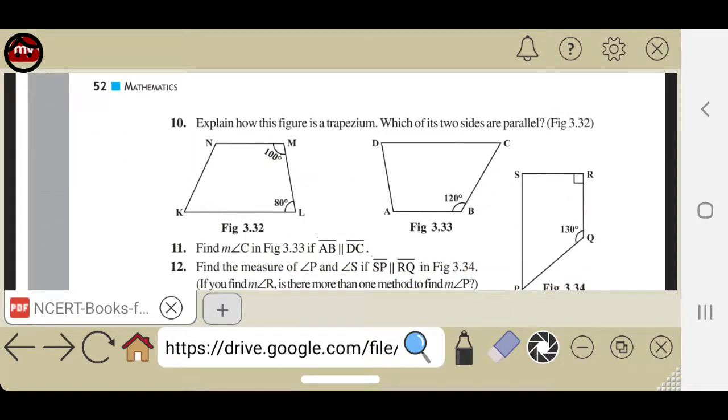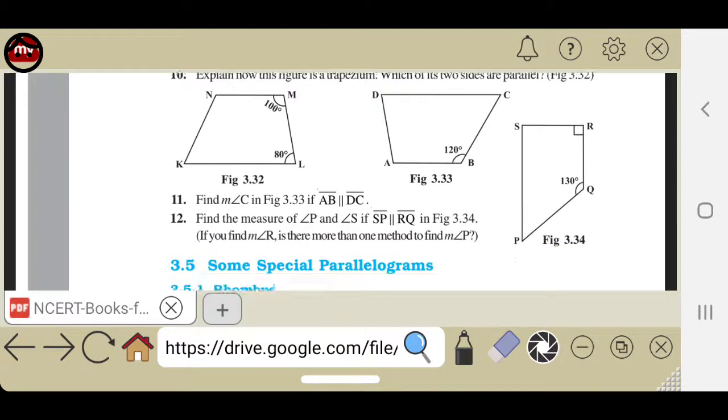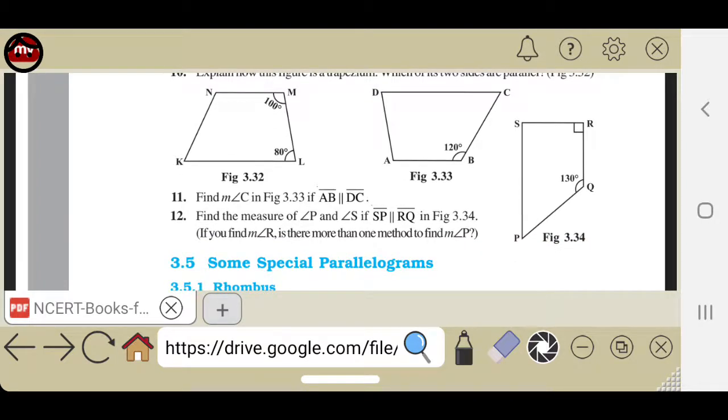Explain how the figure is a trapezium. Which of its two sides are parallel? First one. In the first figure, NM is parallel to KL. If any two sides are parallel, it is a trapezium. So it is a trapezium. Second one. AB parallel to DC. So those two are parallel. That is a trapezium. Then in the next one, RQ parallel to PS.